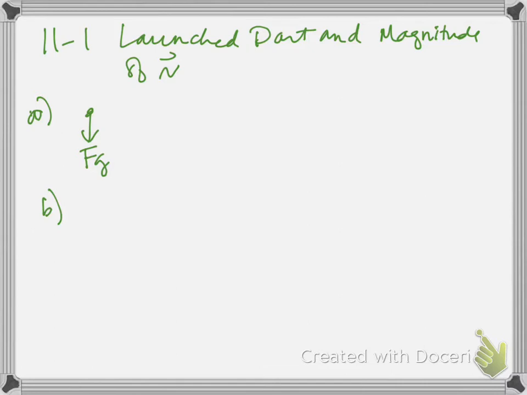So that's just a recap. Part B says, another student claims that the horizontal velocity graph is not correct because the dart is accelerating and therefore the horizontal velocity is not constant. Is the student's claim valid? Well, the dart is accelerating. That part's correct. However, it's not accelerating in the horizontal direction. It's only accelerating in the vertical direction. So it's okay that the horizontal velocity graph is constant.